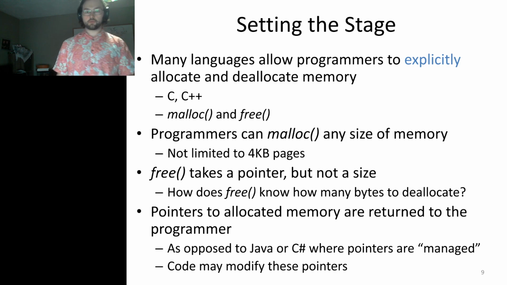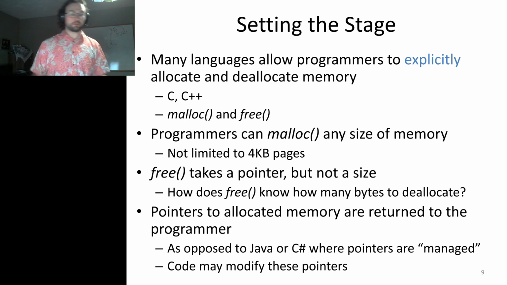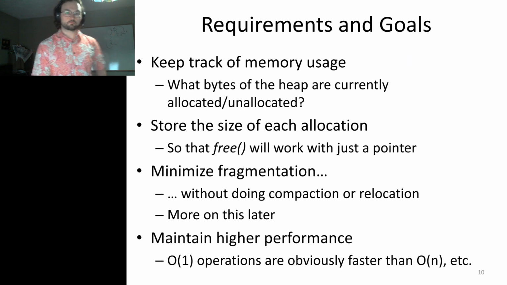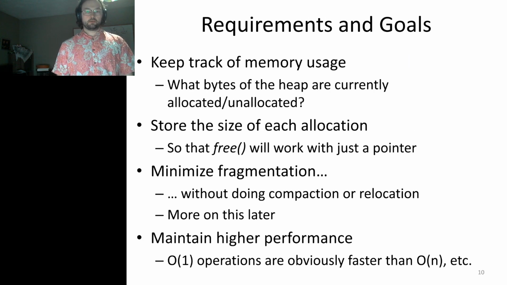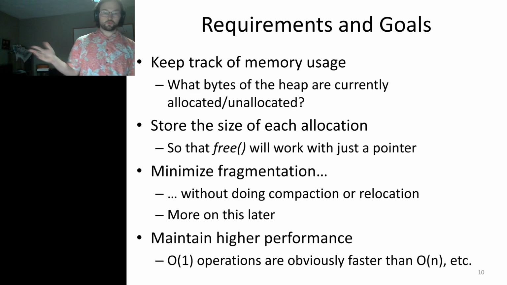And another important thing about programming in C is that we're actually giving the pointers to the programmer. The programmer can do things like cast the pointer to an integer, and that's a well-defined thing to do, and we have to deal with that as the allocator. We can't just assume that pointers are an opaque thing. So we need to keep track of memory usage, track sizes, and get decent performance.